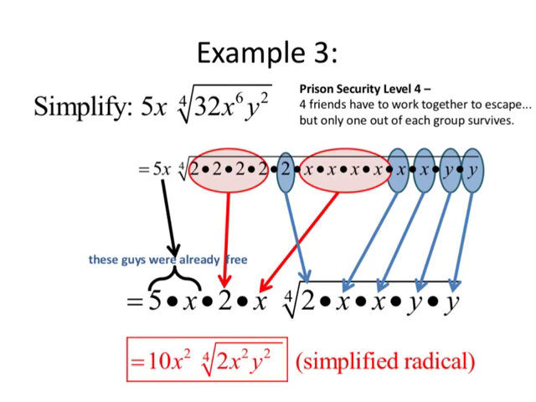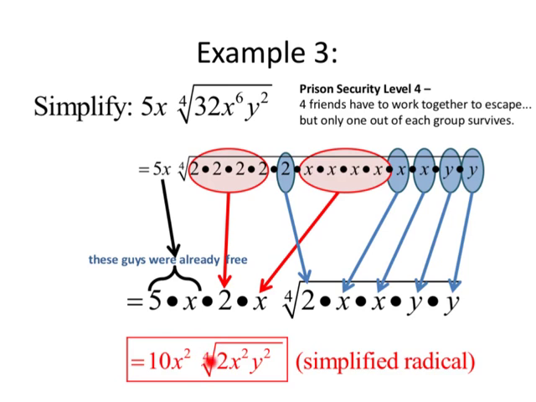So you can see here in blue, we had a 2 that was still in prison, an X, a Y, and a Y. And so when we multiply these, don't forget about the free guys that were already out there. And then these free guys came and joined them. So all together we multiply that as a bunch of free guys, and we get 10x to the second.